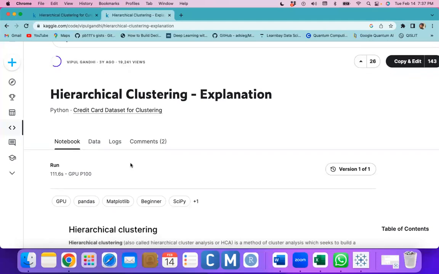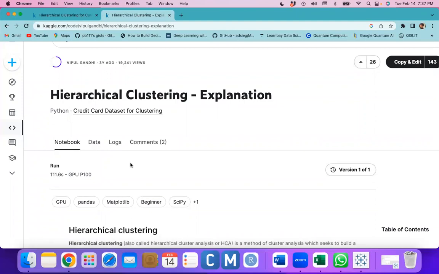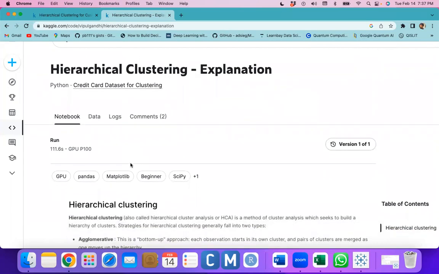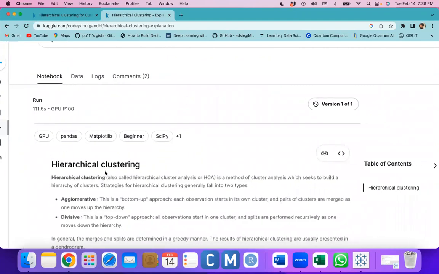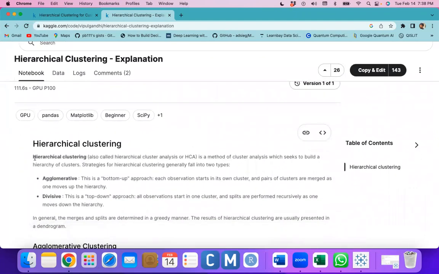It's very similar to k-means clustering, but in k-means clustering we have to mention the number of clusters. In hierarchical clustering, you don't need to mention the number of clusters; it can figure out by itself how many groups or clusters it has. Hierarchical clustering is also called hierarchical cluster analysis, or HCA. It is a cluster analysis method which seeks to build a hierarchy of clusters.